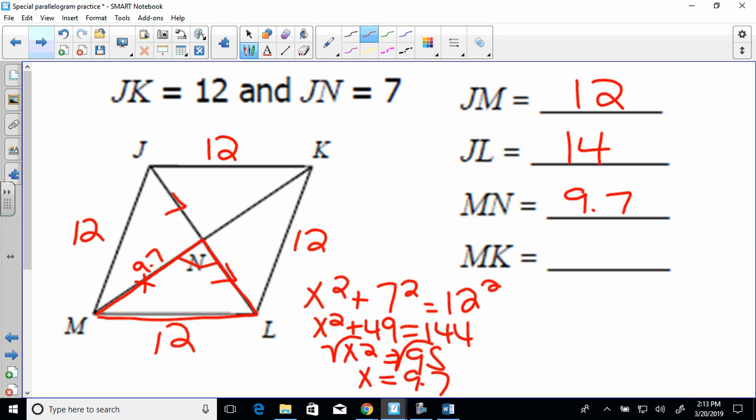So then if we want to get MK, we know that NK must also be about 9.7. So we add them together, and we get 19.4. So remember that when we know the diagonals are perpendicular, they form right 90-degree angles, so then we can use what we know about right angles to find missing sides.